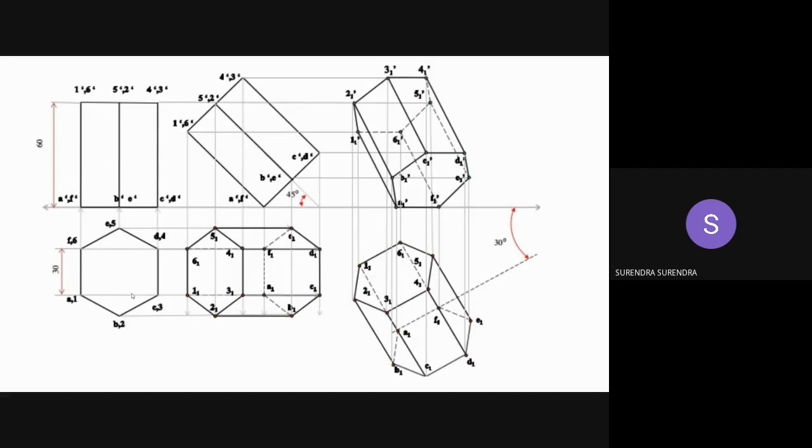Already you completed the orthographic projections of solids. See here, when a solid object is inclined to both the reference planes, it looks like this. So these are the hidden edges. We are representing the hidden edges with the dashed line. As this is a simple component, we are getting one or two hidden lines.